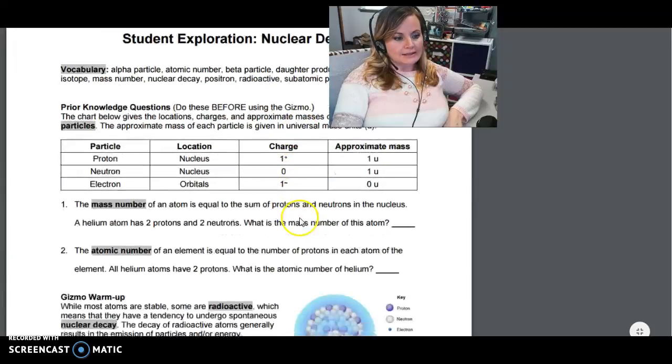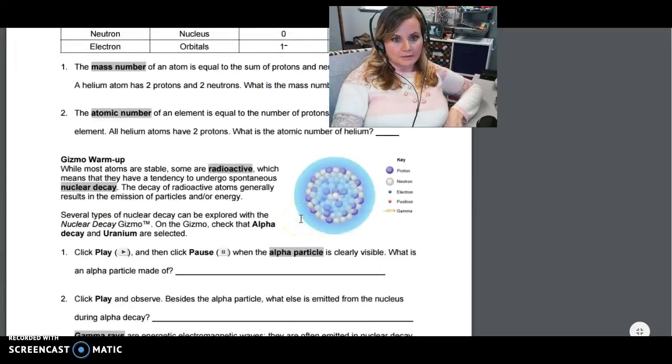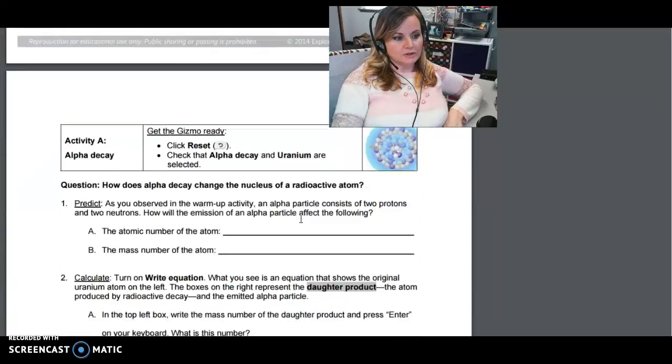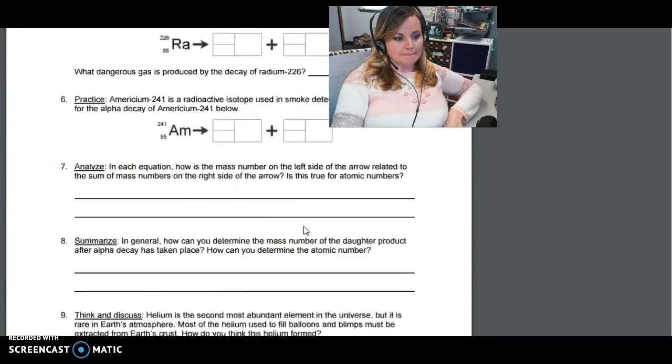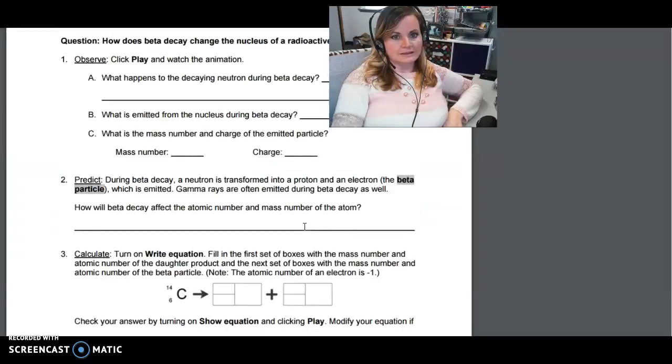So I would ask that you do the warm-up, and you're going to do the activity A and activity B in this student exploration sheet. You will not submit this to me though. So many people oftentimes attach it. I don't really want it.